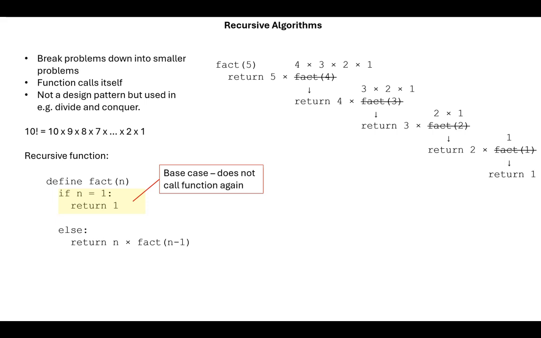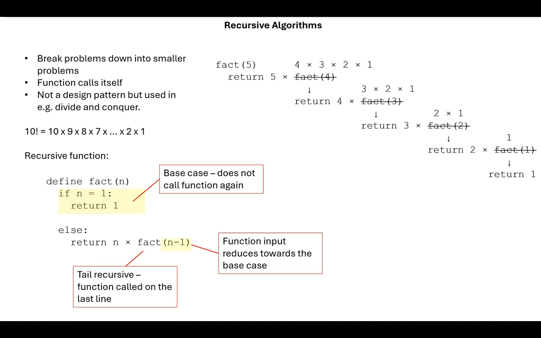And we've highlighted here the base case, which is the bit at the bottom which does not call the function again. Note then how the function calls itself and it reduces the input towards the base case. If we didn't do that, the function would just call itself forever. This is what we call a tail recursive function, because the last line of the algorithm is the recursive call. This has some compiler-related advantages, not something we need to worry about too much for VCE Algo.